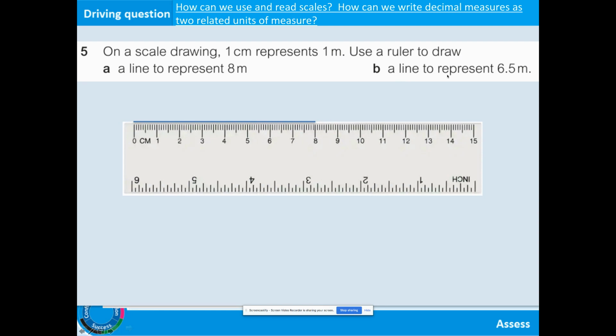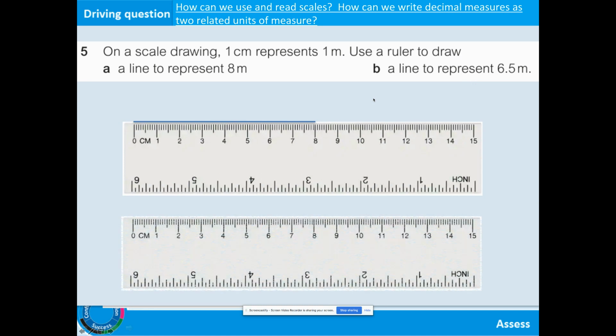And B, draw a line that represents 6.5 metres. So here's my ruler again. And our line is going to start at 0. And we're going to come up 1 metre, 2 metres, 3 metres, 4 metres, 5 metres, 6.5 metres. Okay?